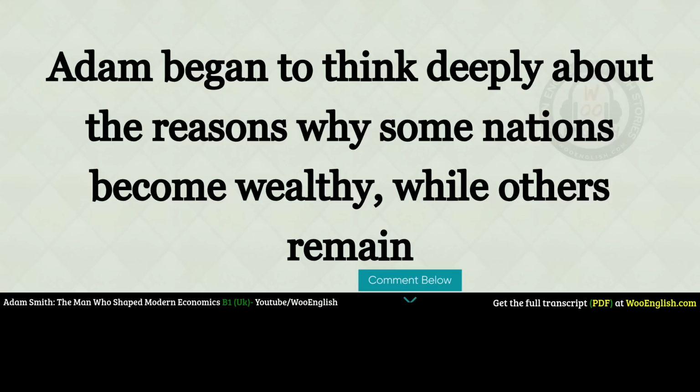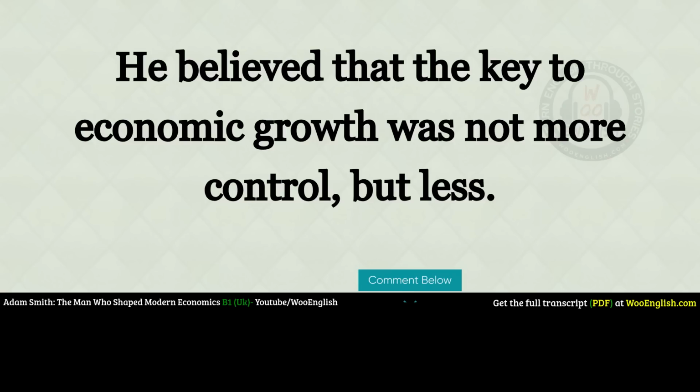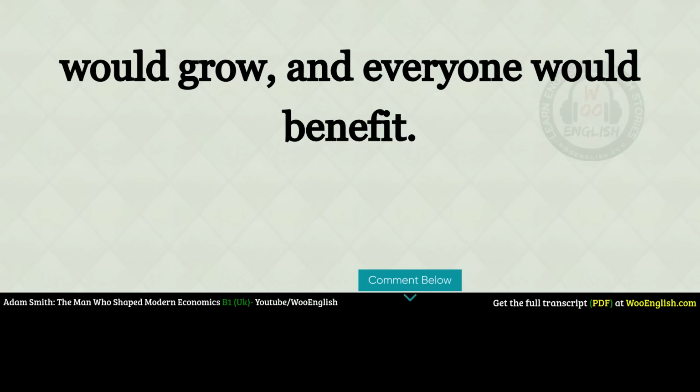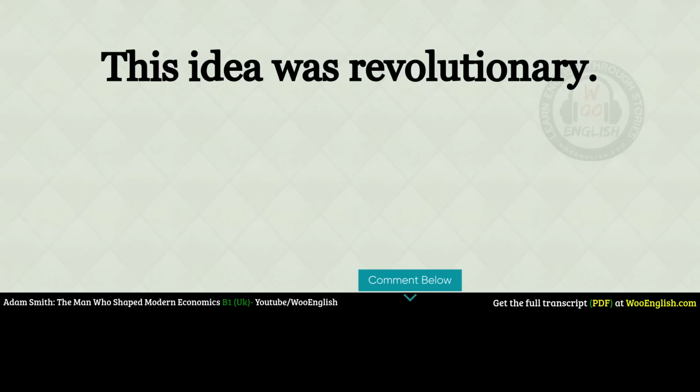Adam began to think deeply about the reasons why some nations become wealthy while others remain poor. He believed that the key to economic growth was not more control, but less. He thought that if people were free to trade and compete without too much interference, the economy would grow, and everyone would benefit. This idea was revolutionary.